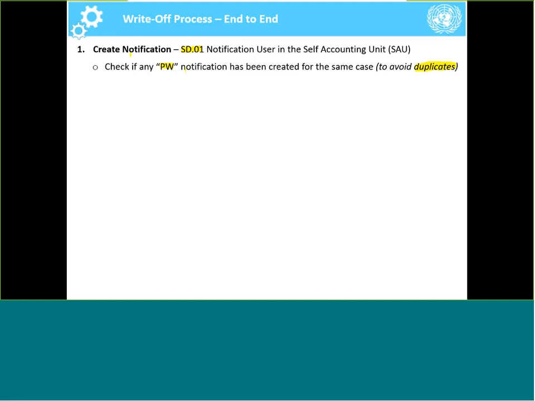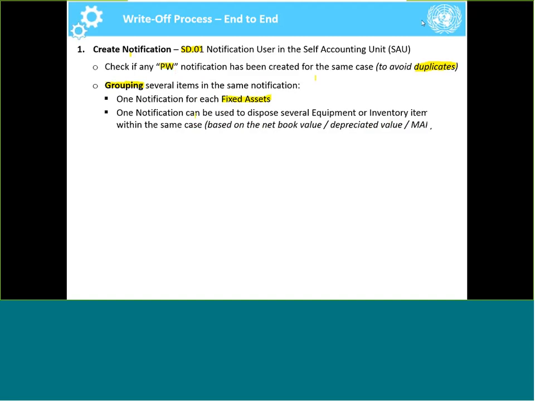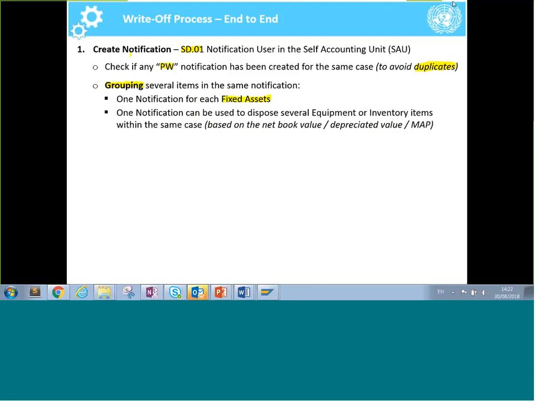Then I'm having questions about grouping several items in the same notification. The main concept here, and we will treat that also next week in the following sessions, is that fixed assets should always be treated individually. So if you want to retire a fixed asset, for each fixed asset you need a notification. So the main concept in grouping several items in the same notification is that fixed assets go individually. Then for non-fixed assets, you can include several of them in the same notification.